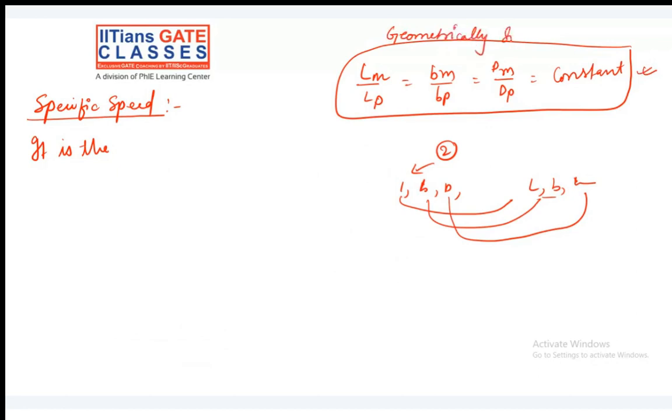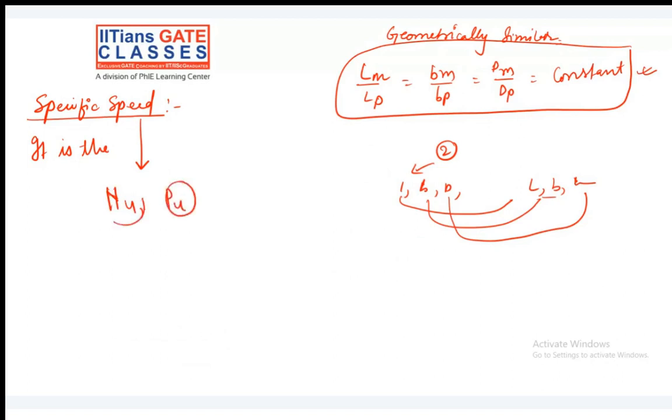Okay. So now, what is a specific speed? It is the speed of a geometrically similar turbine. That means the shapes are identical, vane angles and other things are also equal, which will produce unit power when working under unit head. So what is a specific speed? If the turbine is made to work under unit head, then it will produce what? Unit power.